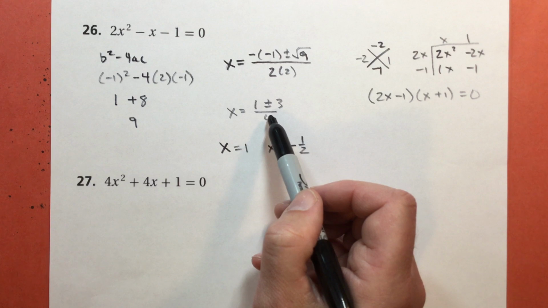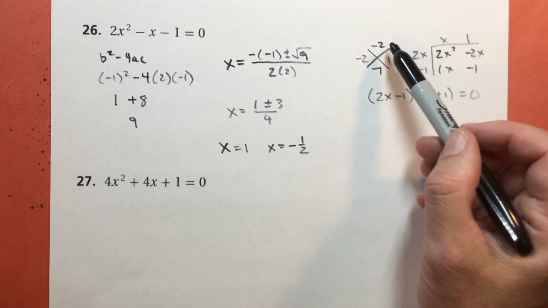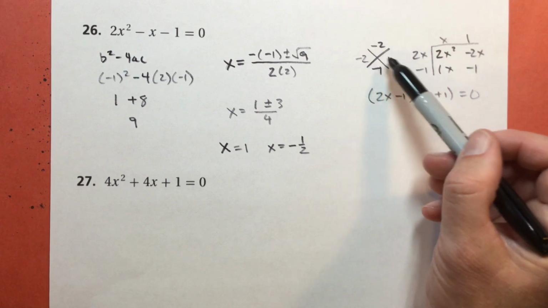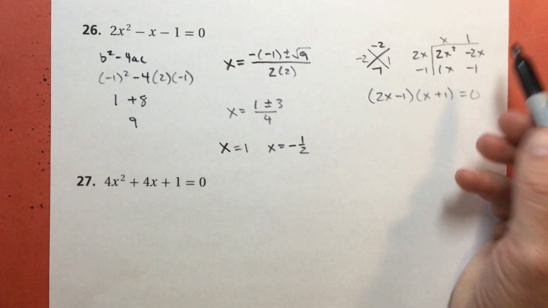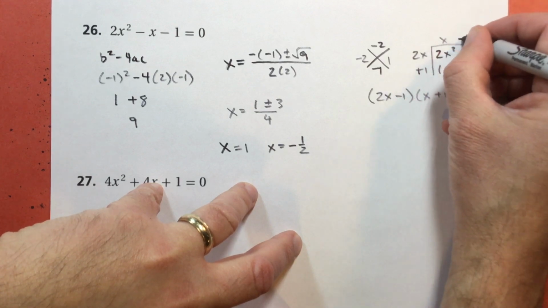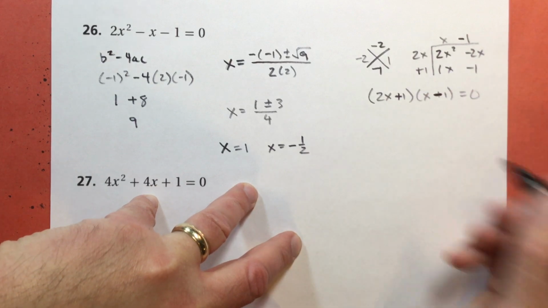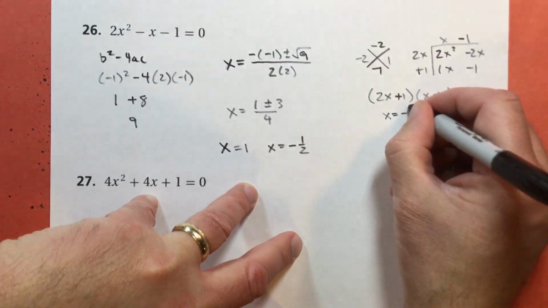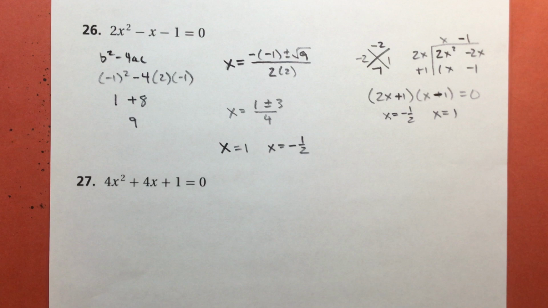I got 1 plus 3 over... No, that's okay. -2, -1. That would have been -2 and 1, -2x. Oh, of course, I'm sorry. +1, -1 there. So this is actually -1, and that's +1. Thank you. That's what happened. You got to double check. So this would have been x equals -1/2, and this would have been x equals 1. So I got the same answers I got over here. Okay. Got to be careful of those signs, guys.